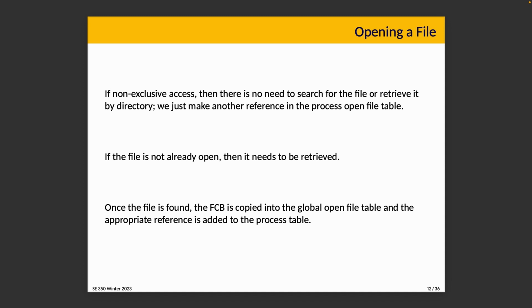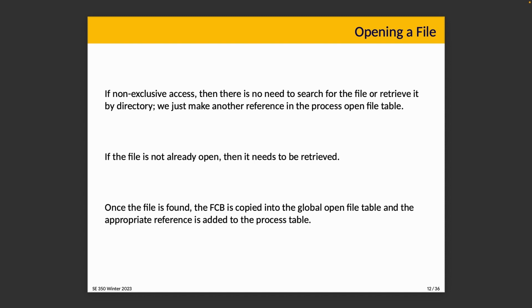If it's non-exclusive access and this is allowed, we don't have to retrieve the file. We just add another reference in the process open file table. We say, aha, this file that was open for reading by process A is now also open for reading by process B. And we're happy with that because it's easy. We don't have to do any extra work.